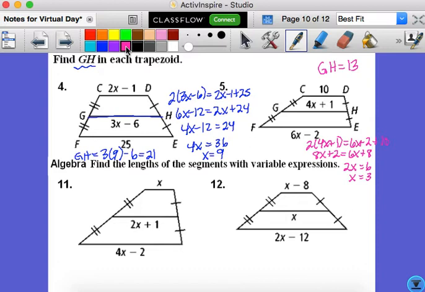For the last two parts here, it says find the lengths of the segments with variable expressions. So now we're trying to find all 3 segment lengths, but the same basic principle. We're always going to double the midsegment and set it equal to the sum of the bases. At this point, since we've done several of these, I'm going to stop the video here. You can go ahead and work on your practice for today.